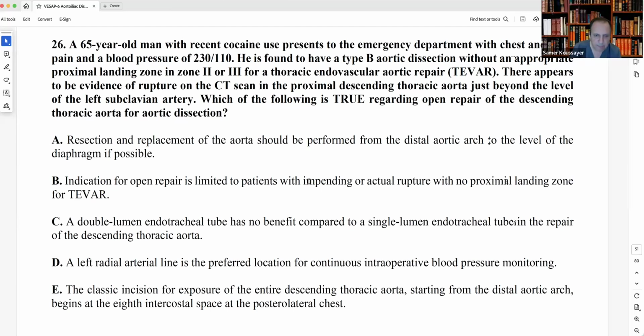Yes. And what do you do with the distal flap if you have a dissection extended to the iliac and you are planning to do only the thoracic? Always you keep flow to both flaps. This is normal. Always you keep flow to both, the true and false lumen. We don't close it, you know.